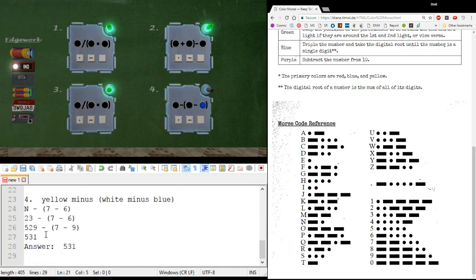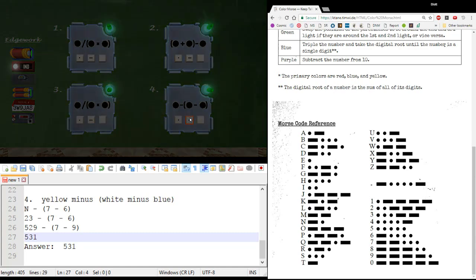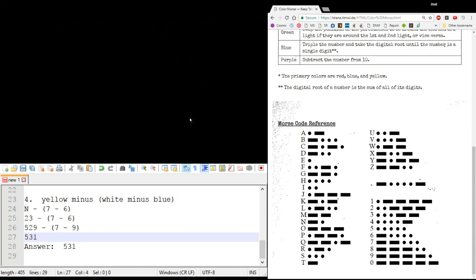And number 4 was 531. So 5, 3, 1, 2, 3, 1, 2, and 1. And that would be our solution to this set of color Morse. And that is how you do this one.